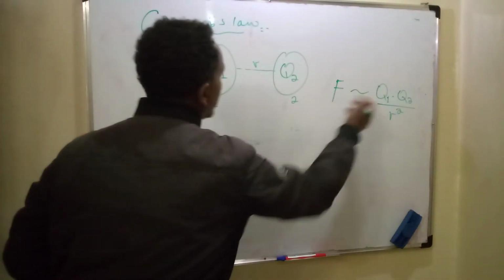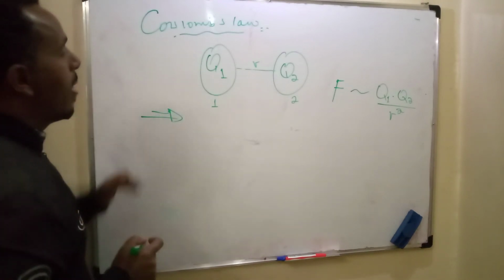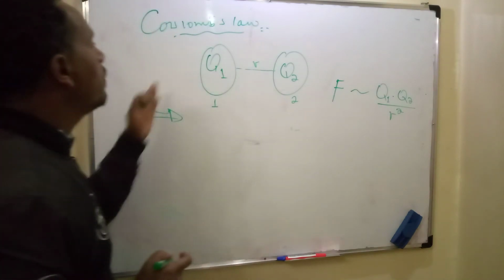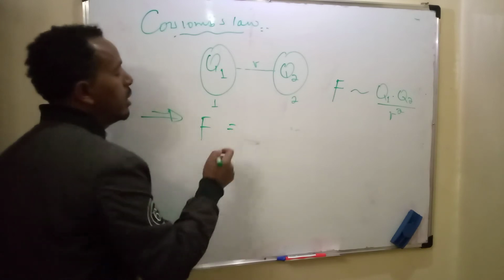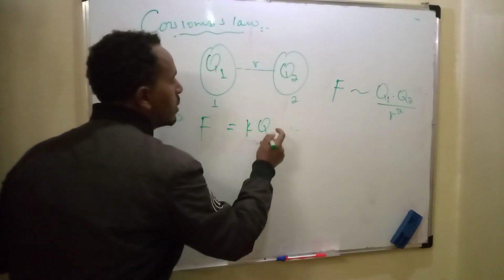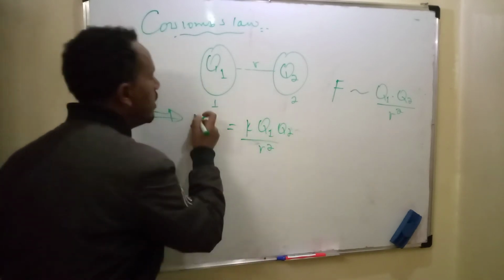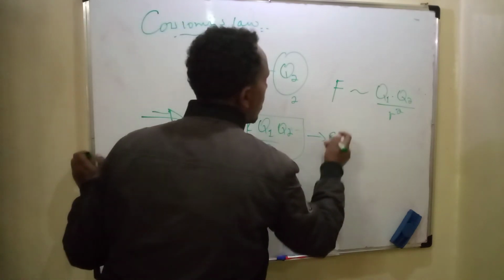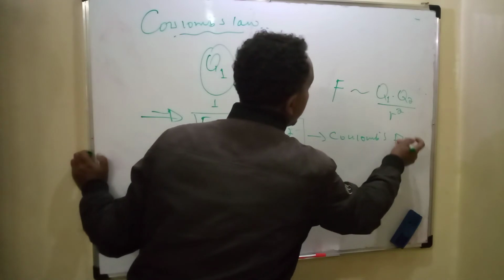From this relation, Coulomb gave an expression for the force formed between the two charges, which is given as force is equal to K times Q1 times Q2 over R square. This is said to be Coulomb's force.